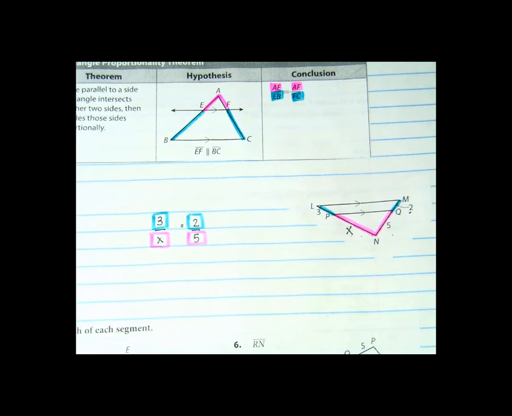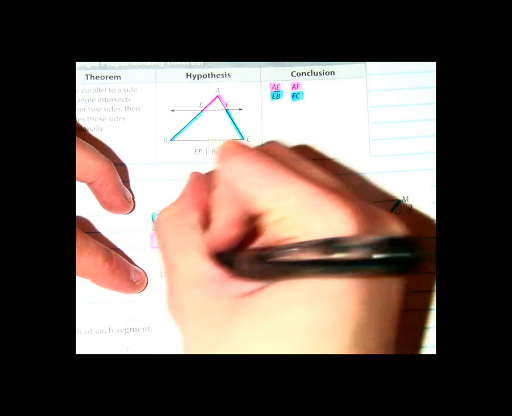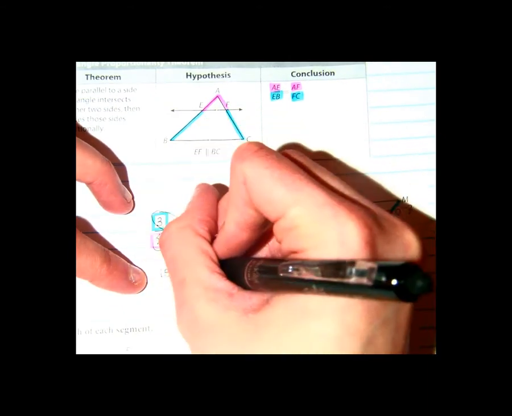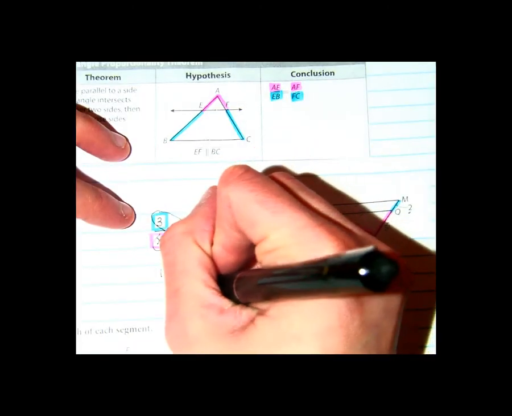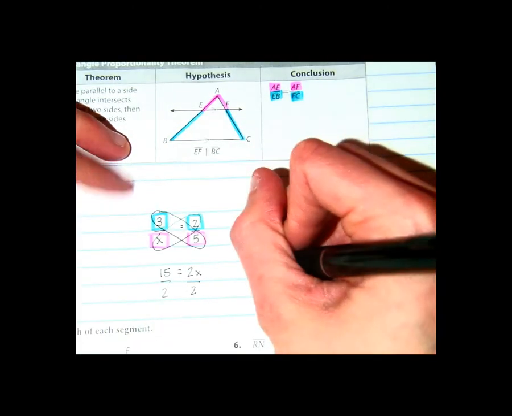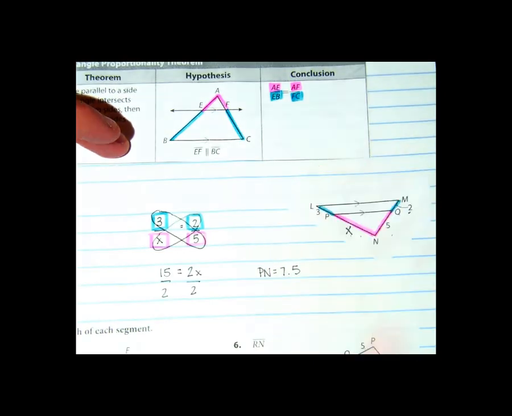Alright, how do we actually solve this though? Okay, cross multiply. What is 5 times 3? And that's equal to, so divide by 2. What is PN equal to? Number 5 and 6 are similar, so try those on your own.